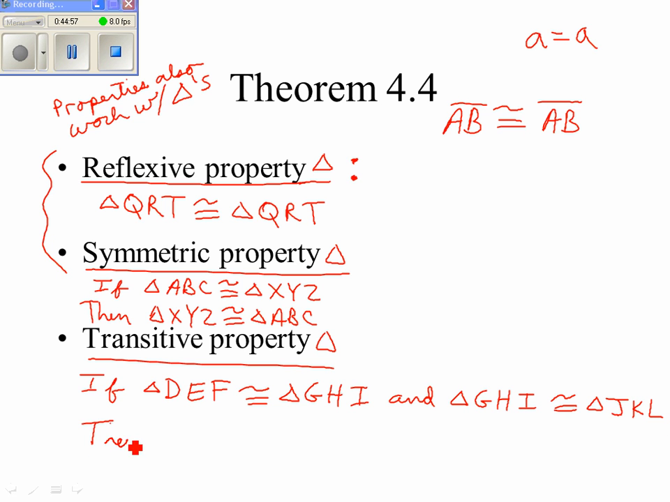Then what do we know? Is it JKL? No, it's DEF first. Alright, so triangle DEF is congruent to triangle what? JKL. So if DEF is congruent to GHI, GHI is congruent to something else, then the first one and the last one have to be congruent. That's the transitive property. Again, we don't use that real often.